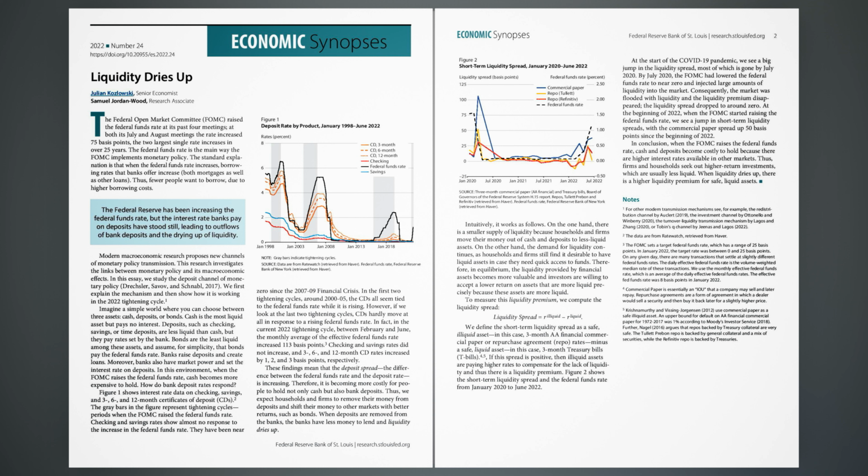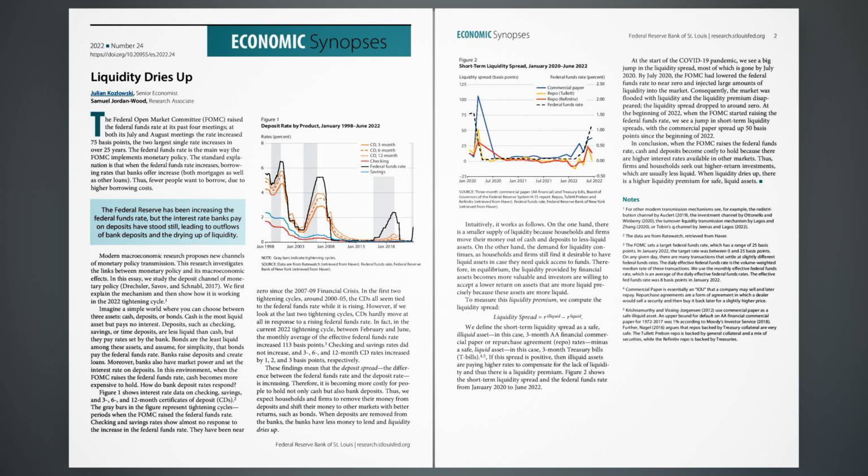1. Imagine a simple world where you can choose between 3 assets: cash, deposits, or bonds. Cash is the most liquid asset but pays no interest. Deposits, such as checking, savings, or time deposits, are less liquid than cash, but they pay rates set by the bank. Bonds are the least liquid among these assets, and assume, for simplicity, that bonds pay the federal funds rate. Banks raise deposits and create loans. Moreover, banks also have market power and set the interest rate on deposits. In this environment, when the FOMC raises the federal funds rate, cash becomes more expensive to hold. How do bank deposit rates respond?